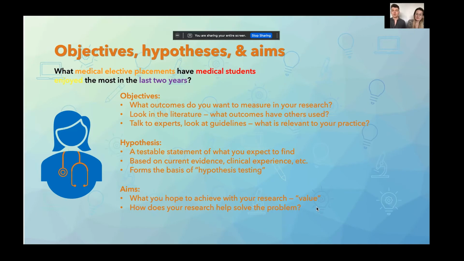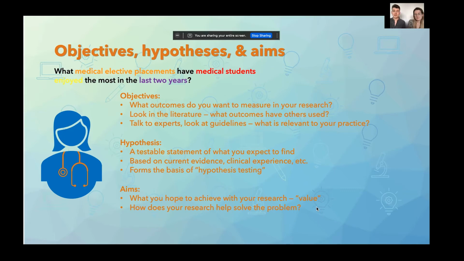When you're trying to think of a project, one of the best places to look is elsewhere in the literature. What have other people looking at the same thing you're looking at used for their outcomes? What questionnaires, what tools, what measurements? Talk to experts as well. Those can be local experts, clinicians, people on your team, and look at guidelines. What's relevant to your practice, essentially, is what's important. If you can't measure it in real life and you can only measure it in a research context, how useful is it going to be to us every day? So just think about what's the most useful thing, what's the most relevant to your practice. And obviously, supervisors and people on your team are there to help you and guide you with that.